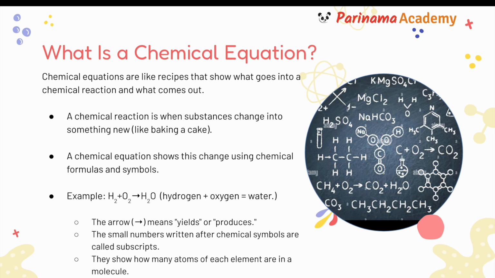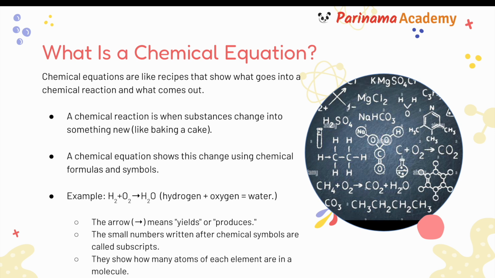Chemical equations are like recipes that show what goes into a chemical reaction and what comes out. A chemical reaction is when substances change into something new, like baking a cake. A chemical equation shows this change using chemical formulas and symbols. For example, hydrogen plus oxygen equals water. The arrow means yields or produces.